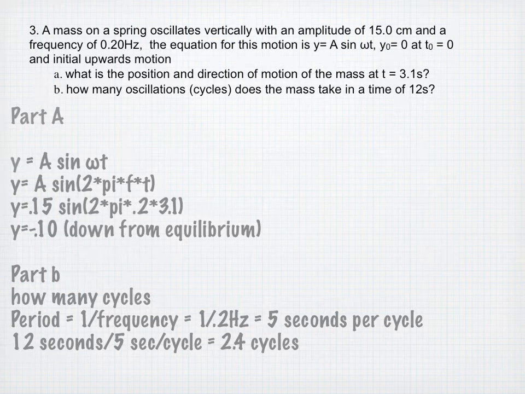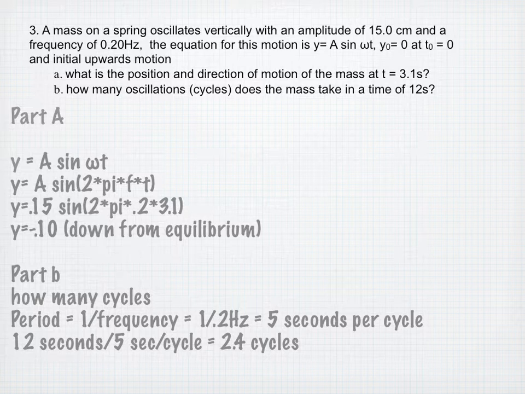Question 3. A mass on a spring oscillates vertically with an amplitude of 15 centimeters and a frequency of 0.2 hertz. The equation for this motion, because we're going to be starting at y equals 0, we're going to use the sine function. So the height at any given time is equal to the amplitude times sine omega t. And we're going to say the initial motion is upwards. What's the position and direction of the motion of the mass in 3.1 seconds?